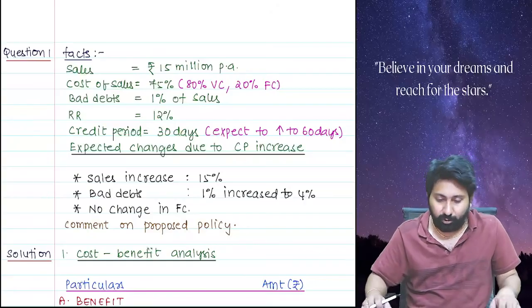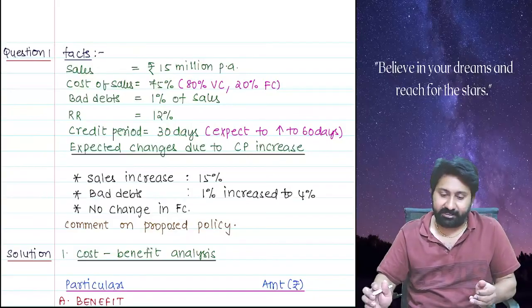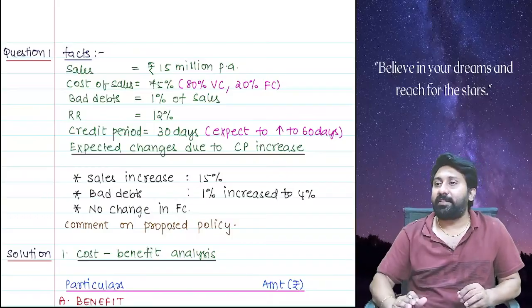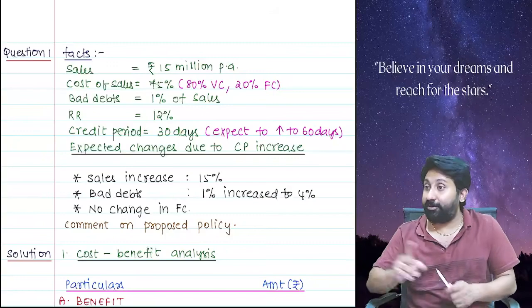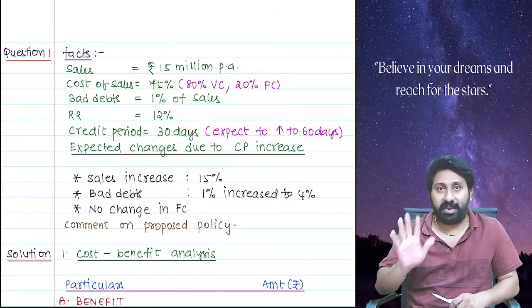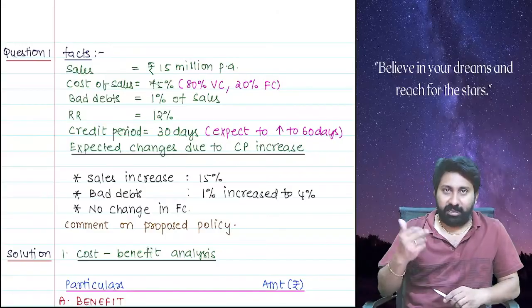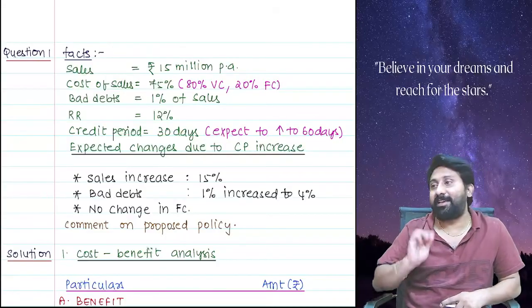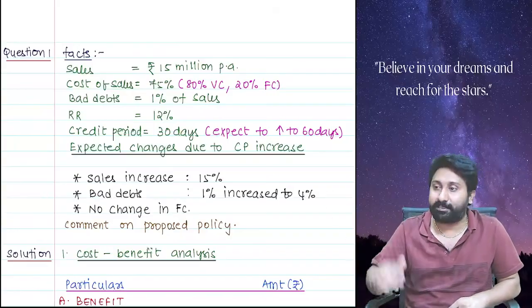Expected changes due to credit policy increase or credit period increase. Because of increasing to 60 days, there are three things that are going to happen. Sales will increase by 15%. I told you, the benefit of having credit sale is your sales will increase. Okay, that's the first one. Point number two, bad debts. Bad debts also will increase along with the increase in credit sale, from 1% existing to 4% proposed.